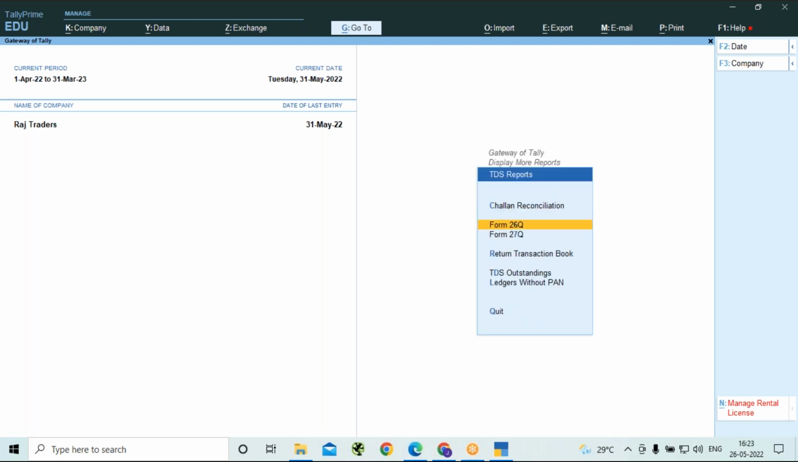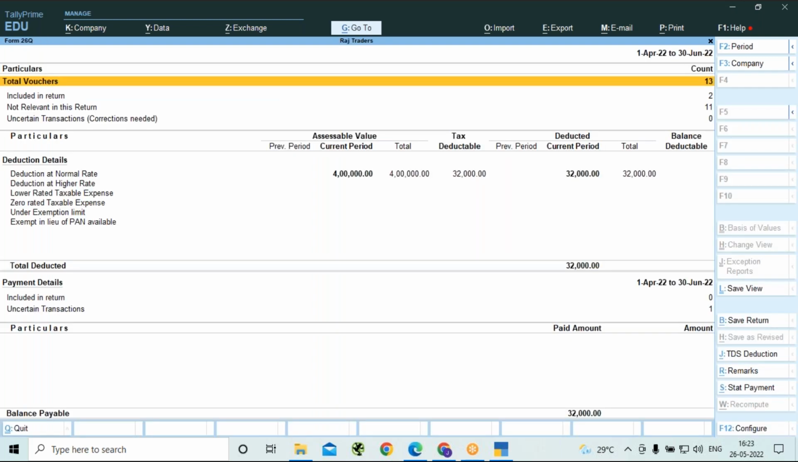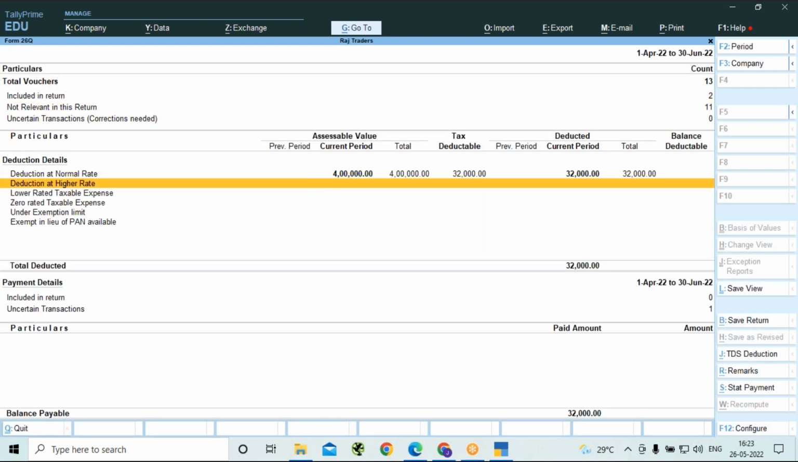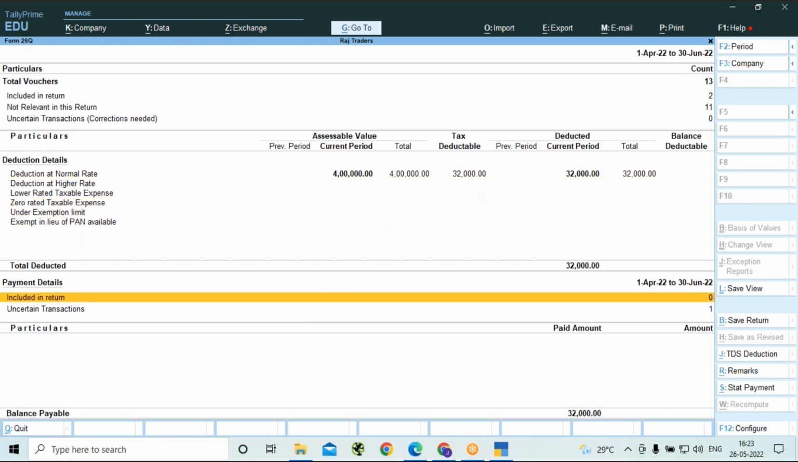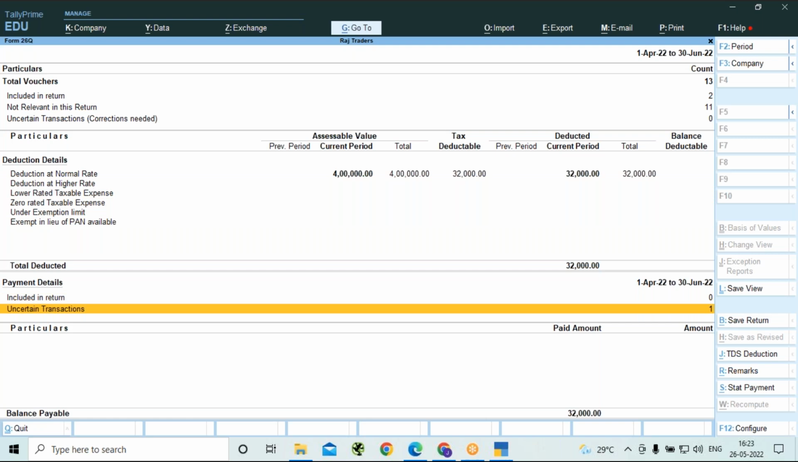So Display, then TDS Reports. Then if you go to the Form 26Q, you can see the TDS deduction entries details you are having, but you don't get the payment details. Below the payment details, there is an option called particulars. There it has to show what is the nature of payment, and how much amount has been paid to the government or to the department. So that amount details has to come.